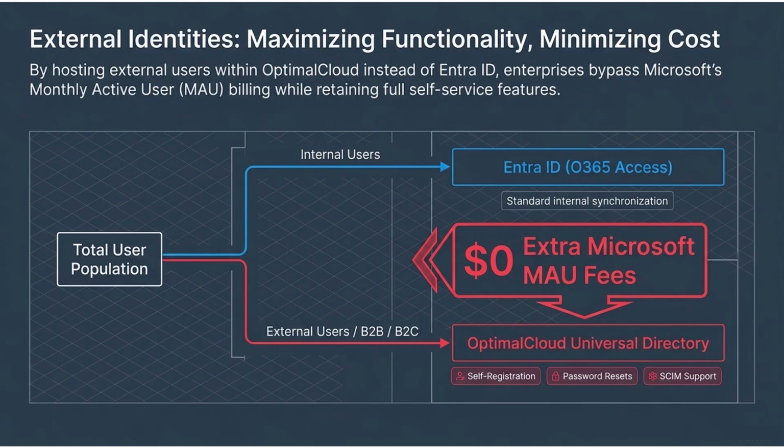I am. Microsoft charges what they call monthly active user, or MAU, billing for external users. If you have partners, B2B vendors, or B2C customers logging into your systems, those are external users. And Microsoft charges you a premium for them if they pass a certain threshold. But OptimalCloud completely bypasses this. The mechanism for how they bypass it is brilliant in its simplicity, honestly. It all comes down to where you store the identities of those external users.